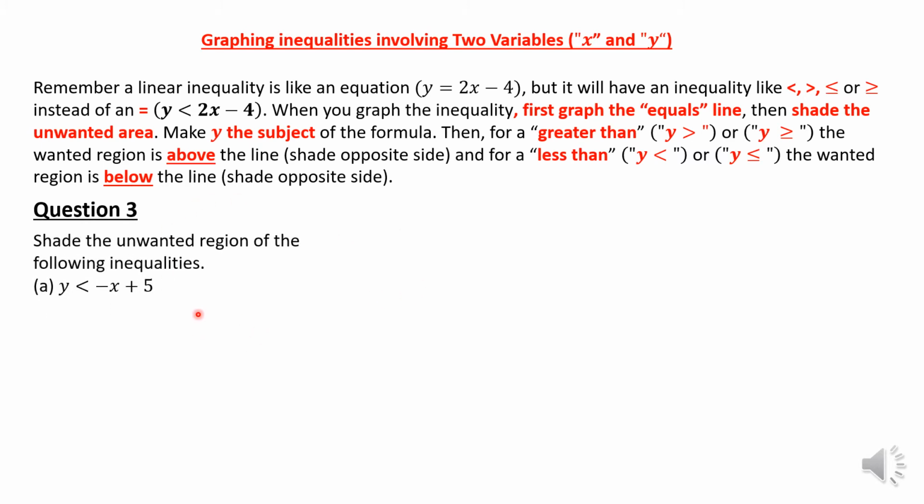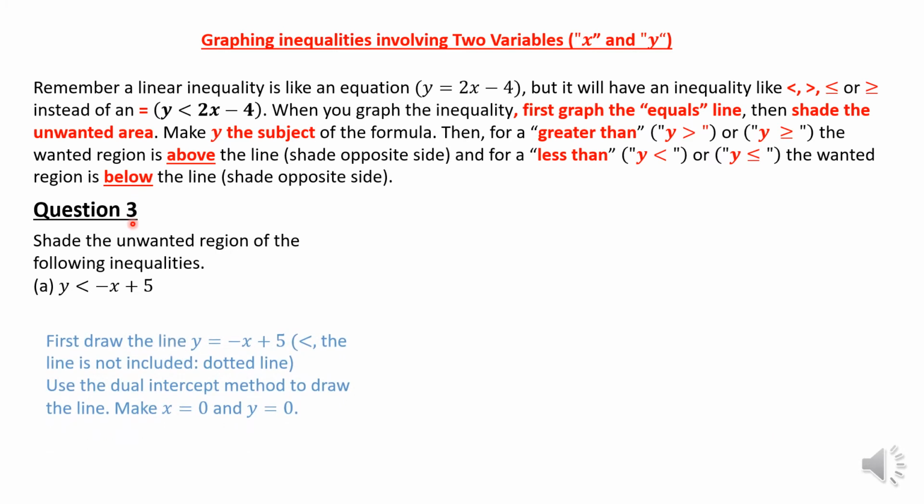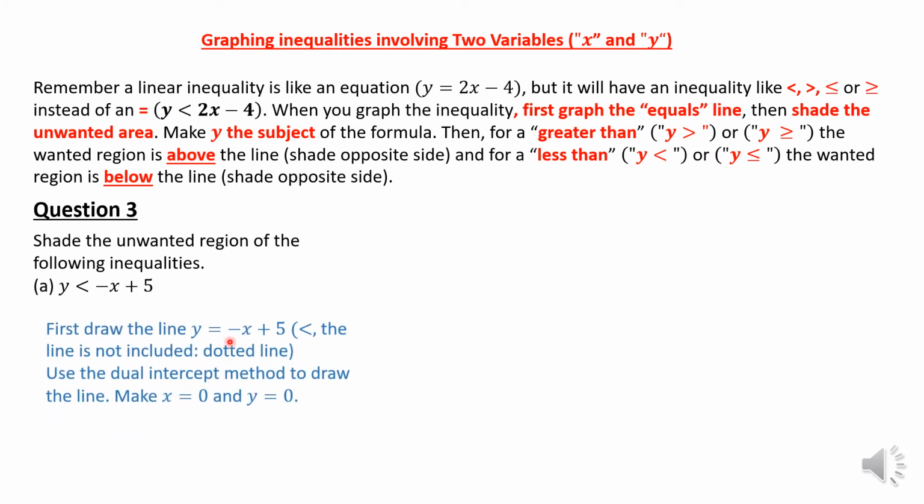So we have a question here that says shade the unwanted region for the following inequalities. This is a less than inequality, so we are going to shade what is below the line. But first of all, let us write it as an equation. Once you write it as an equation, it's going to be a dotted line, because less than has no or equal to. Now I'm using the dual intercept method where you make x 0 and y 0. So for example, in this equation, where the line cuts the x-axis, it's going to be at the point where y is 0.